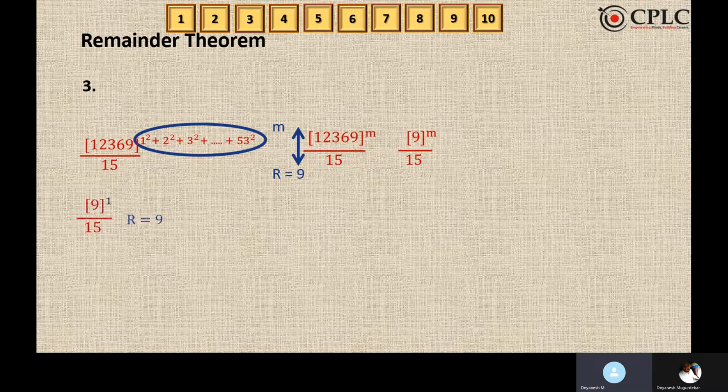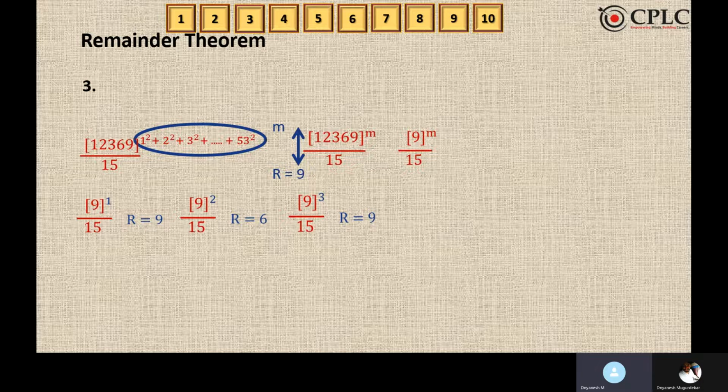Suppose 9 raised to 1, which is 9. When you divide that by 15, you get the remainder 9. 9 squared is 81; 81 divided by 15, the remainder is 6. 9 cubed is 729; divided by 15, the remainder is 9. And 9 raised to 4 divided by 15, it will not require rocket science to figure out the pattern, that the remainder has to be 6.